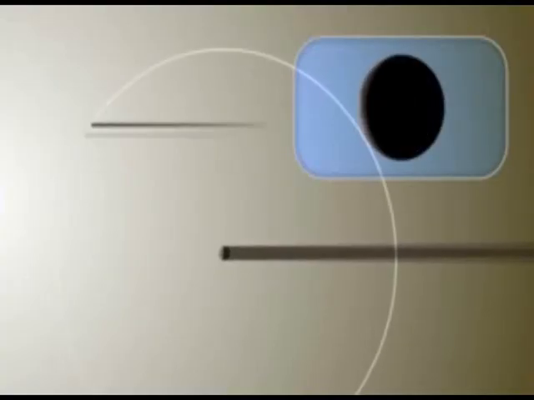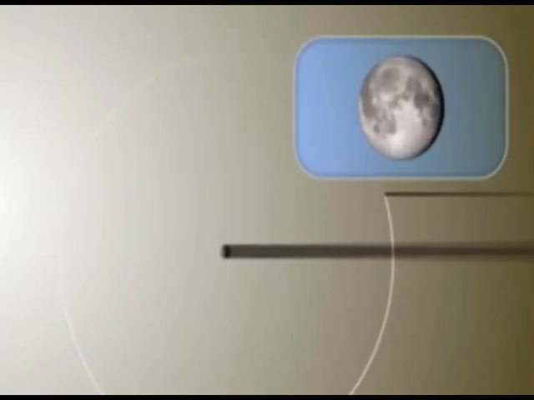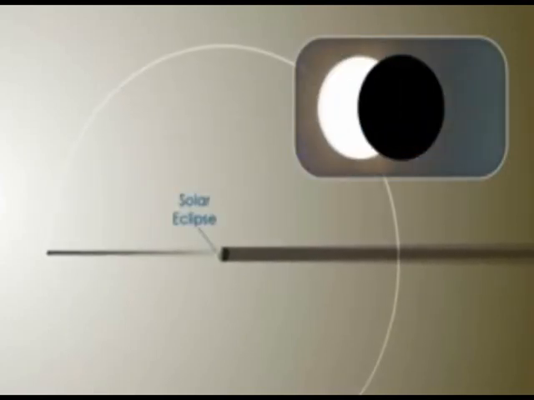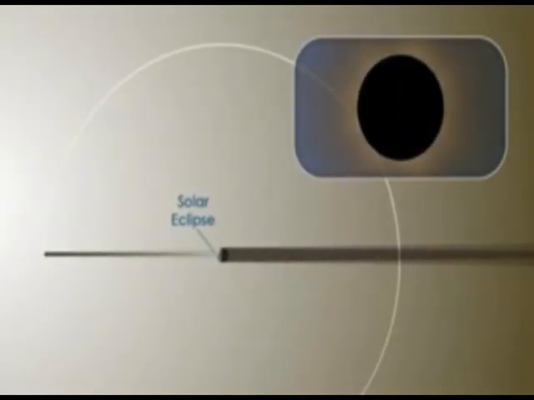The eclipse of the sun, or the solar eclipse, occurs when the moon passes between the sun and the earth. And when this happens, the moon intercepts light from the sun, thereby casting a shadow on the earth and causing darkness during the day.